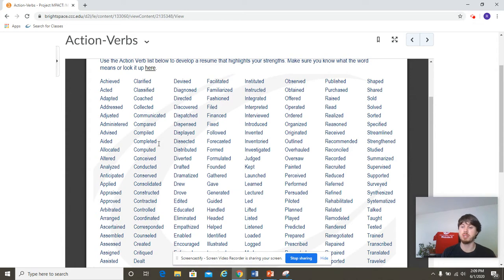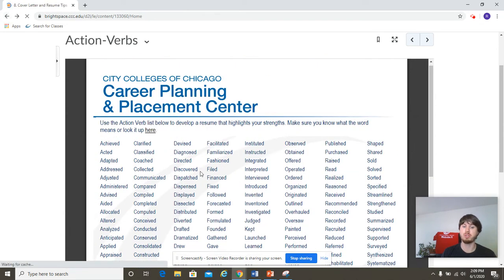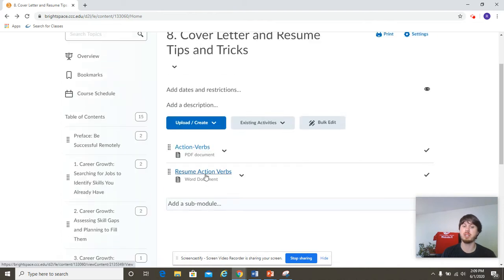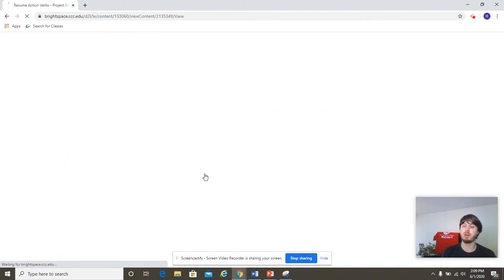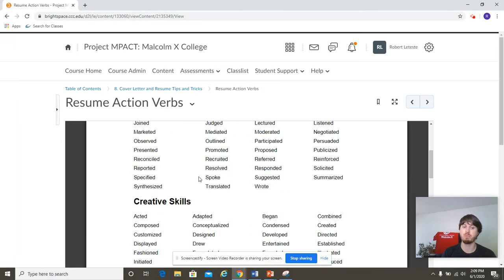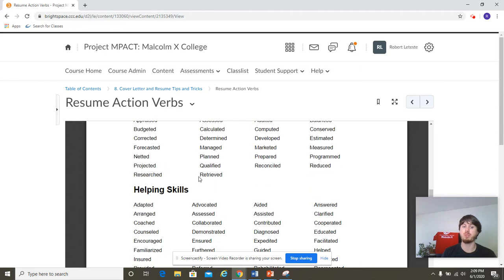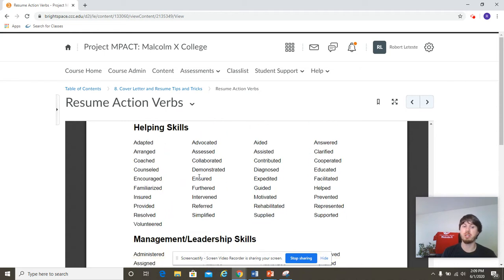This here is a list of alphabetized ones, and then the other document is categorized based on different types of actions that you might be taking, such as communication or people skills, creative skills, or data and financial skills. And so, for so many of you, helping skills that you'll want to be able to include in your resume, but then also likely your cover letter too.